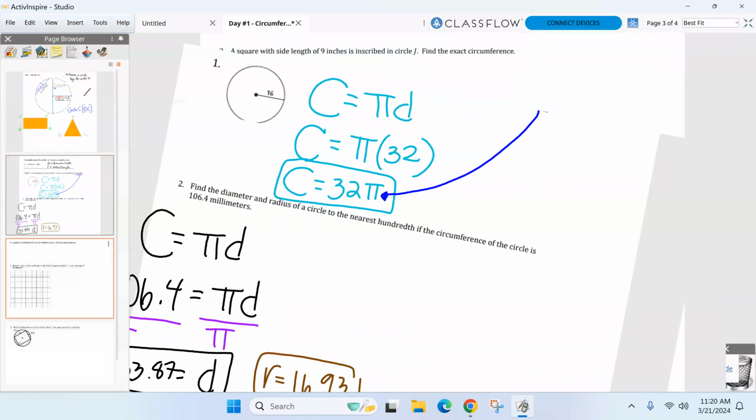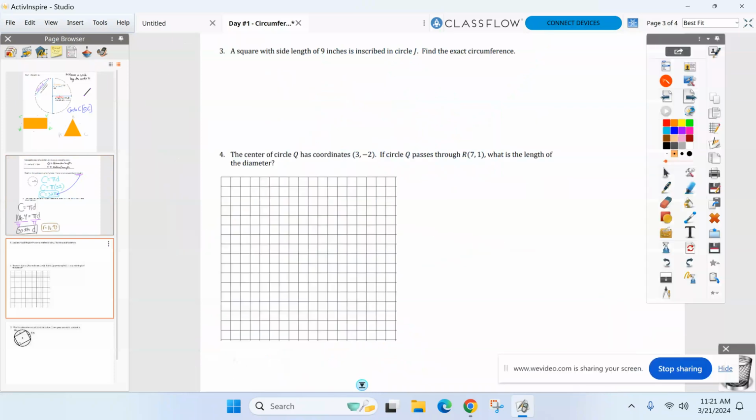Oh, I love this next question. Now I'm going to get fired up again. All right, we got a square, side length of 9. Oh, there's a vocabulary term we haven't talked about in ages. What's it mean to be inscribed?